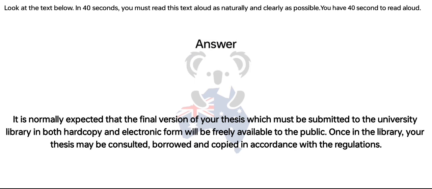It is normally expected that the final version of your thesis, which must be submitted to the university library in both hardcopy and electronic form, will be freely available to the public. Once in the library, your thesis may be consulted, borrowed and copied in accordance with the regulations.